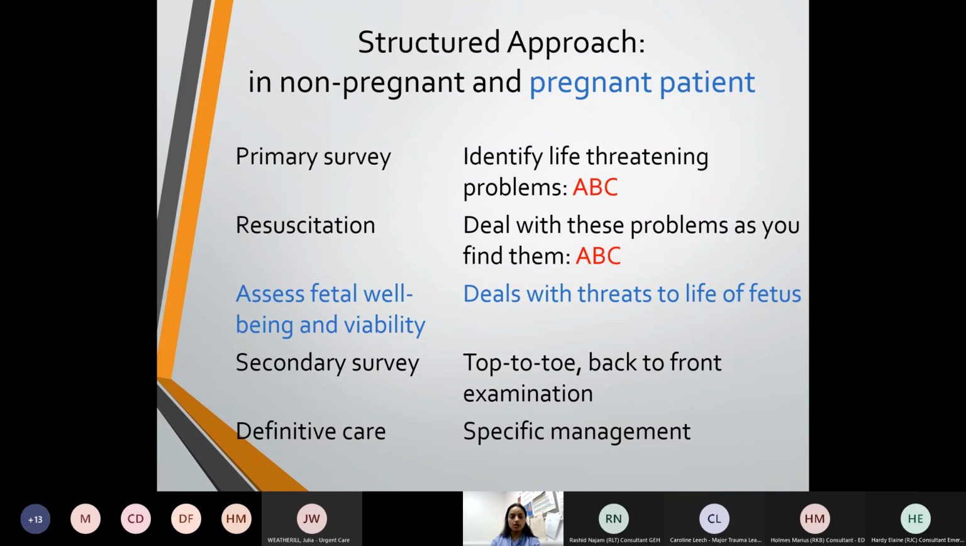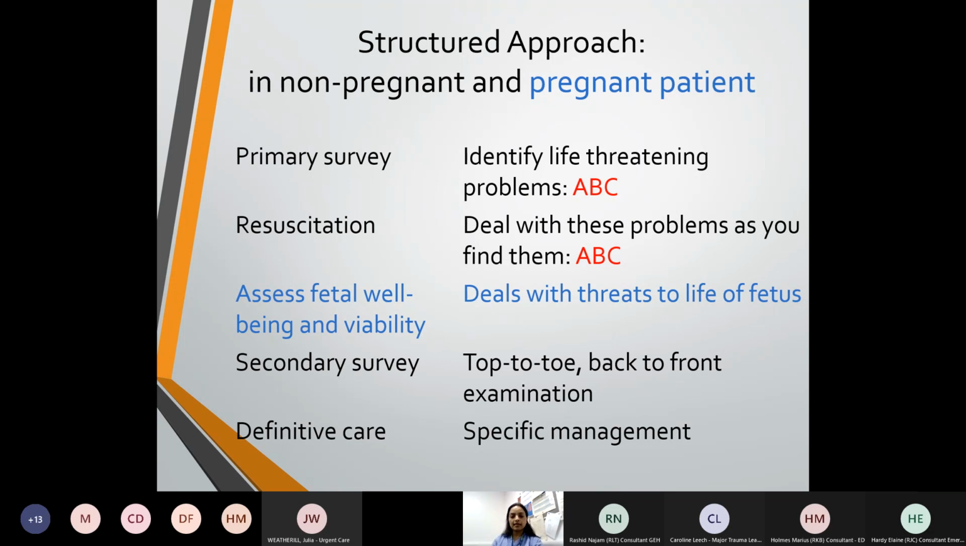But in general, when you approach a trauma patient, whether she's pregnant or not, you would always approach with this kind of structure, which I'm sure may have been touched upon in previous talks. So the primary survey, obviously, follows the ABC. Resuscitation: you have to deal with the problems as you find them, following the ABC structure again. What is important in pregnant mothers, however, is to keep in mind that there is another patient inside this patient. Depending on how far the gestation is, that baby could be potentially viable.